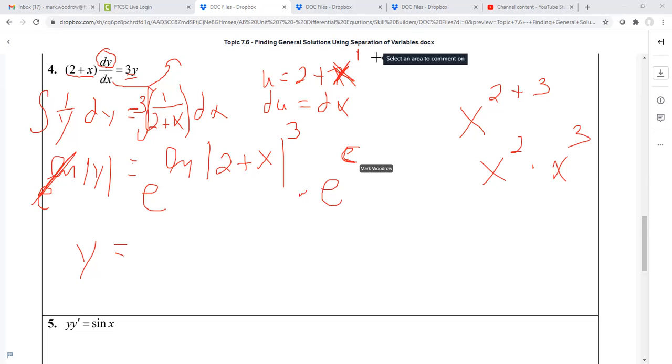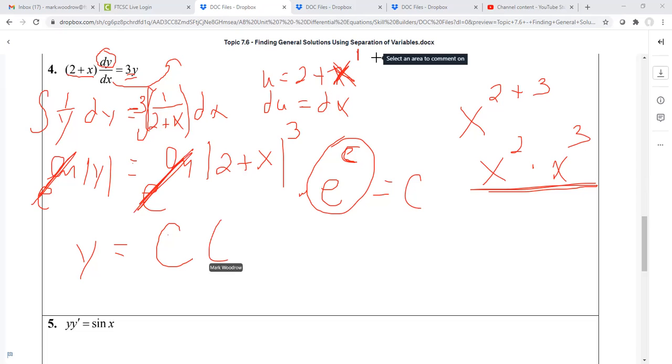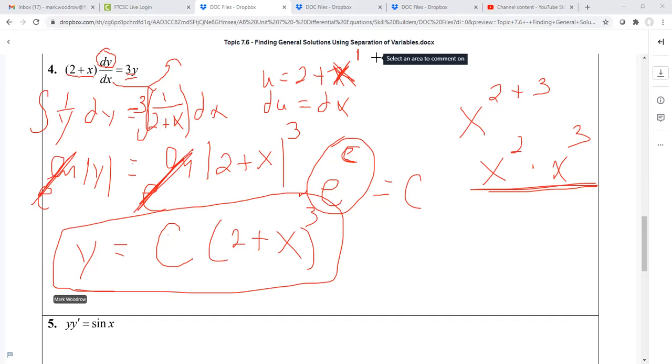That's a c right there. E to the c power, just like I did this part over here. E to the c power is just a brand new constant c. So in place of this e to the c power, I'm going to make that whole thing equal to another c. And I'm going to move that c to in front here of this thing. And then these are canceling out. So this is going to be 2 plus x to the 3rd power. And this right here would be my general solution that I'm looking for in this problem.